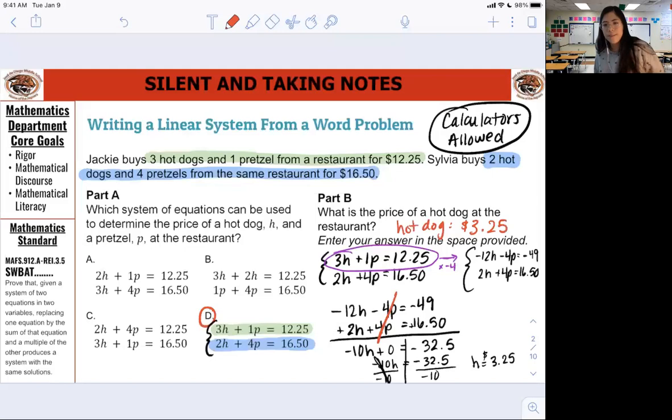$9.75. But it was only asking us for one hot dog. So that's our answer. Now let's say I also wanted to find the price of a pretzel. What would I do then? You have to add the price of the hot dog back inside the original equation. Yeah, I would have to plug this number in and then get the value of p. But we're not going to do that because it's not asking us for it, but we will do that in one of the next problems. So any questions on this one?